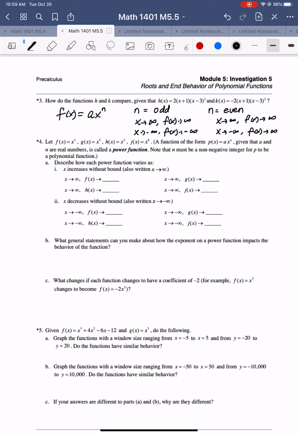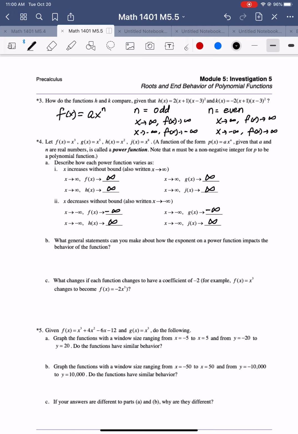So number 1, x increases without bound, which means it all goes to positive no matter what the case, okay? But when x goes to negative infinity, it depends on the power. The f function is the 3rd power, so it goes to negative infinity. The g function is the 5th power, and goes to negative infinity. The h function is the square, so it goes to positive infinity. And the j function is the 8th power, which is positive infinity.